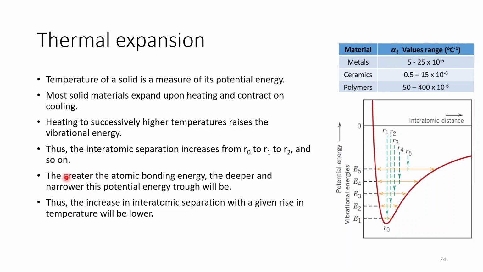The greater the atomic bonding energy, the deeper and narrower this potential energy trough will be. Thus, the increase in the interatomic separation with a given rise in temperature will be lower. For polymers, these will have the highest alpha values, alpha being thermal expansion, and the lowest will be for ceramics. So it depends on the type of bonding.